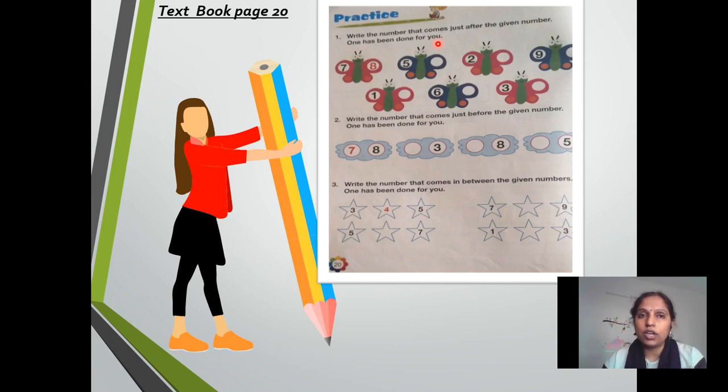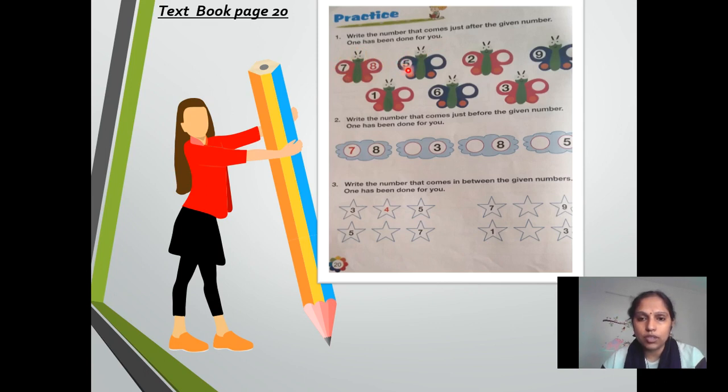Okay, so what we have to find? You have to find the after number. After number means the number that comes next to the given number. Yes? Okay. Now the first butterfly is done. First question is done. Now let us go to the second one.